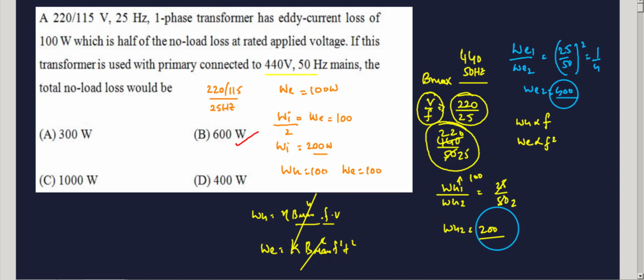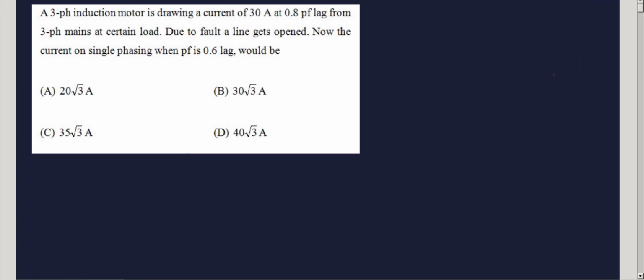Hope you understand the solution. Next question. A three-phase induction motor is drawing a current of 30 amperes at 0.8 power factor lag from a three-phase mains at a certain load. Due to a fault, a line gets opened. Now find the current on this single phasing when the power factor is 0.6 lag.